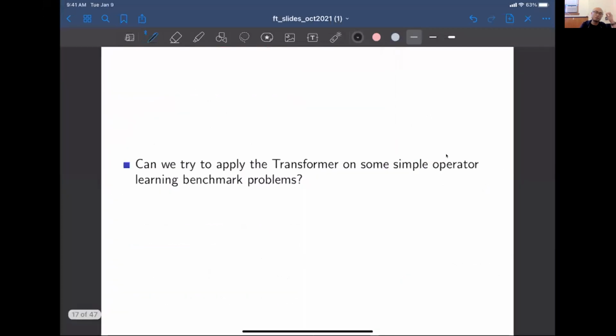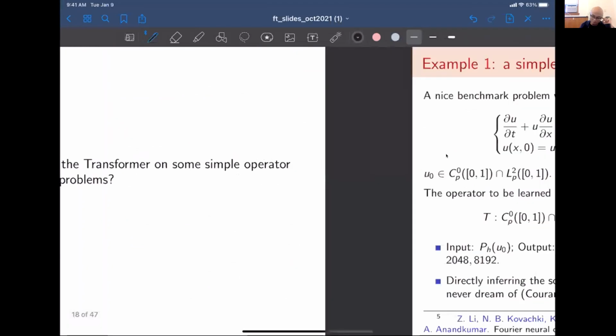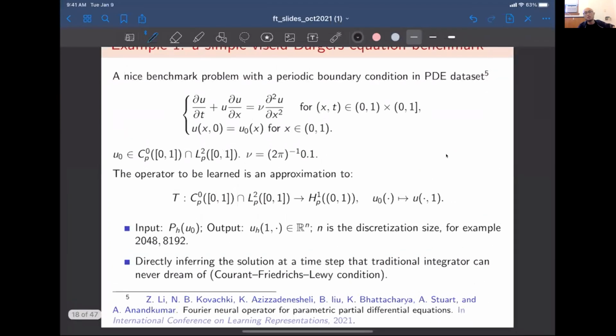So now here's a question. Once we know the transformer is the state of the art for the sequence to sequence problem, and the operator learning problem when discretized is a sequence to sequence problem, can we apply the transformer to some simple benchmark problem? So this is a question we would like to ask. So we consider the simple Burgers benchmark from the Caltech group's paper. And it's not a difficult problem to solve.